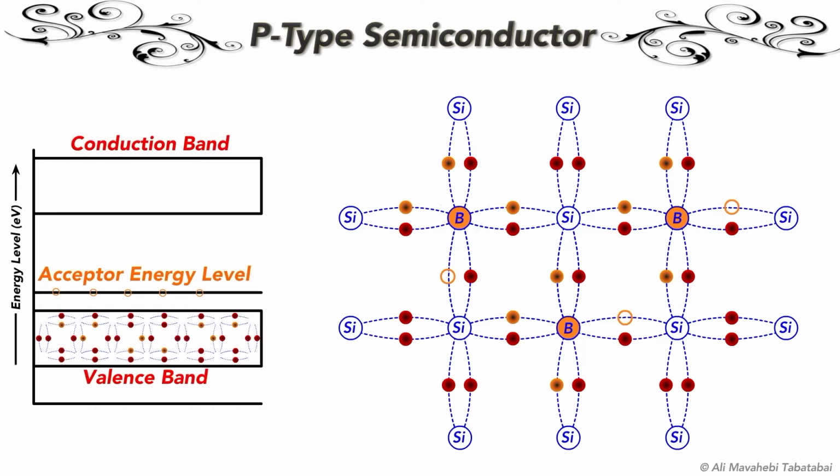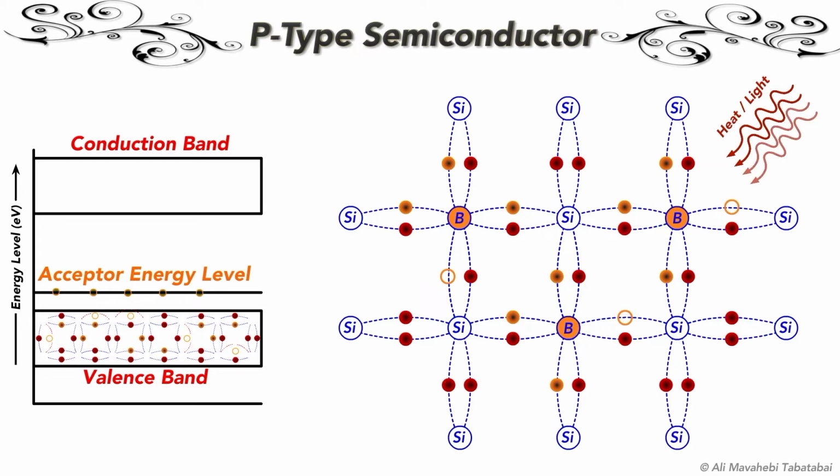Look at the energy level diagram. You can see that the acceptor energy level, which belongs to the holes of acceptor impurities, is really close to the valence band. So by receiving a very small amount of energy, for example the room temperature, some electrons from the valence band leave the band and occupy the acceptor energy level. Therefore, holes are created in the valence band, which are the empty spaces of these electrons.